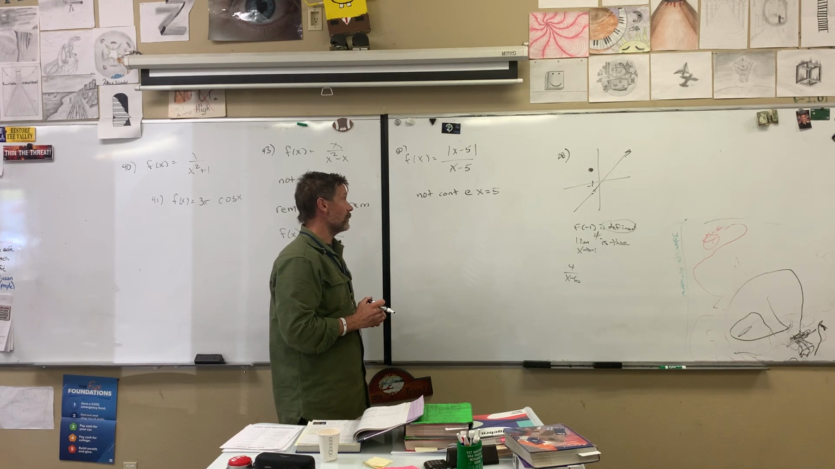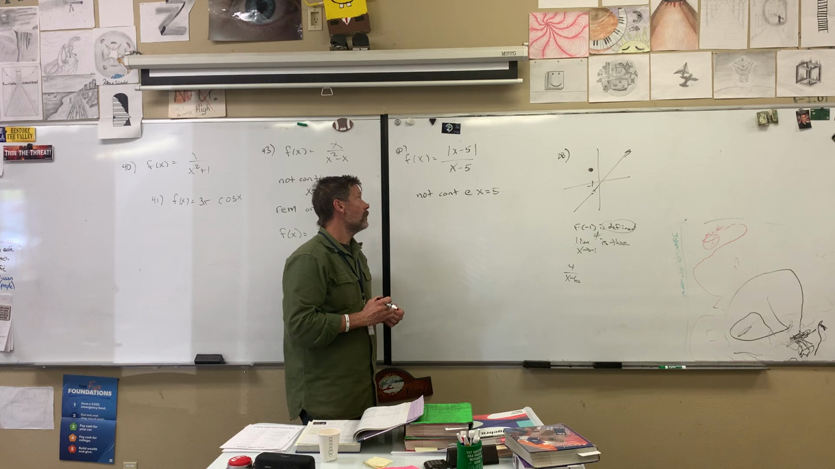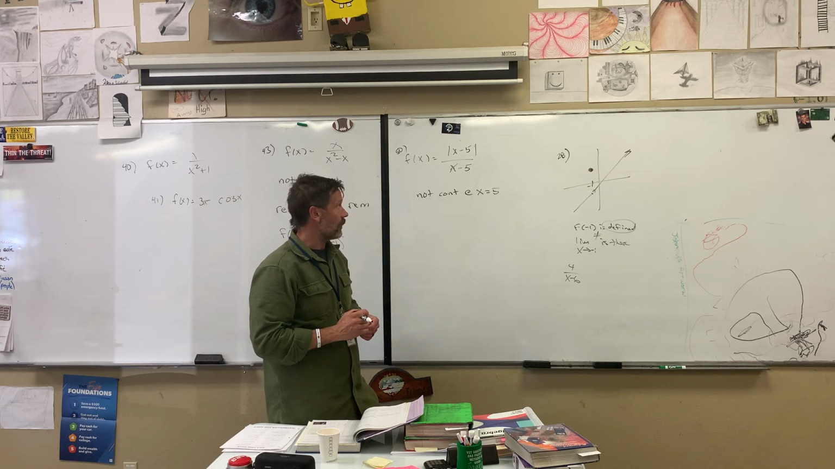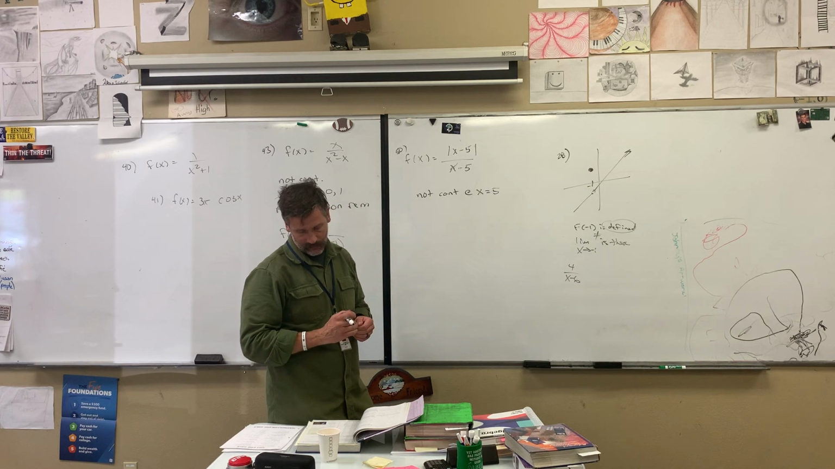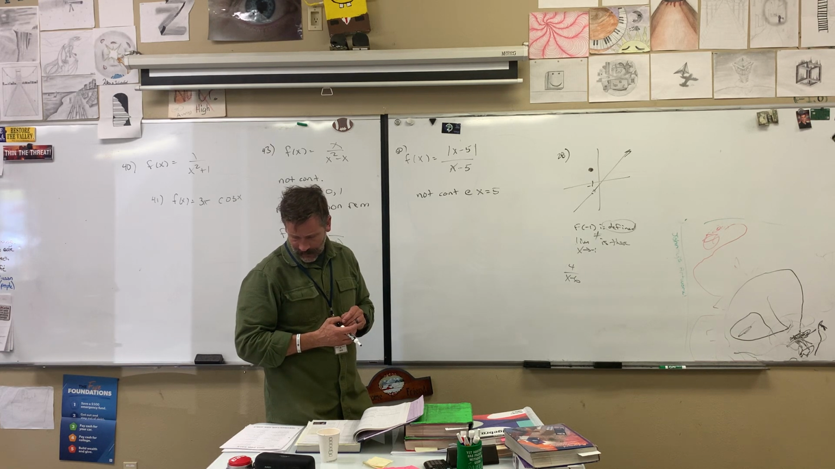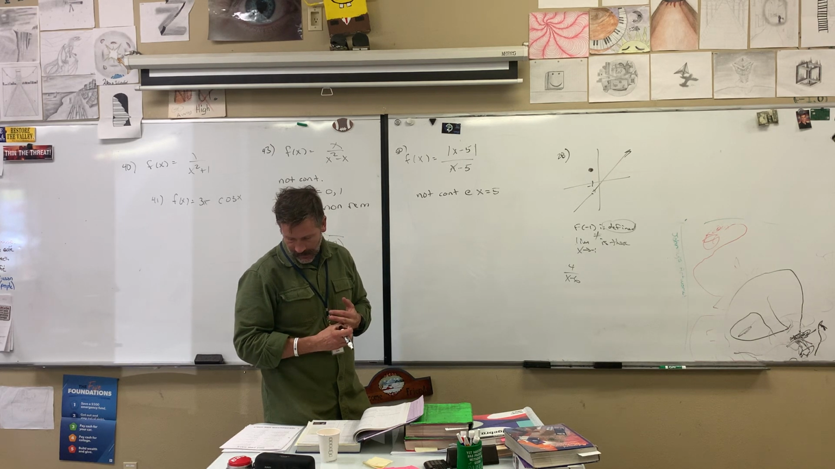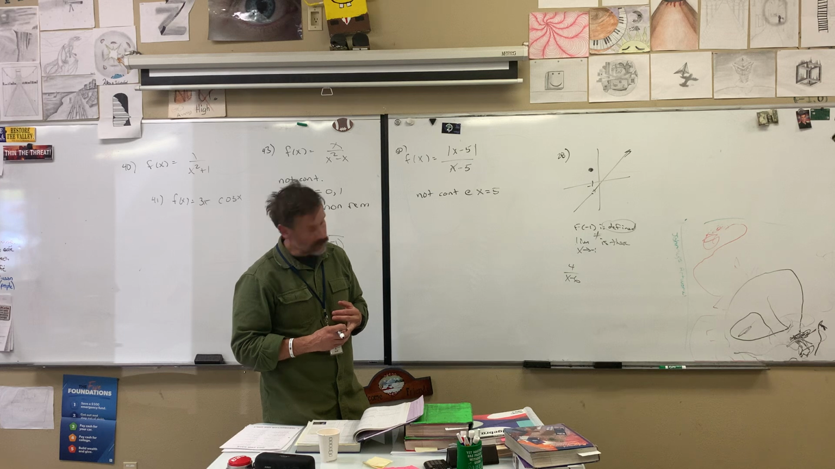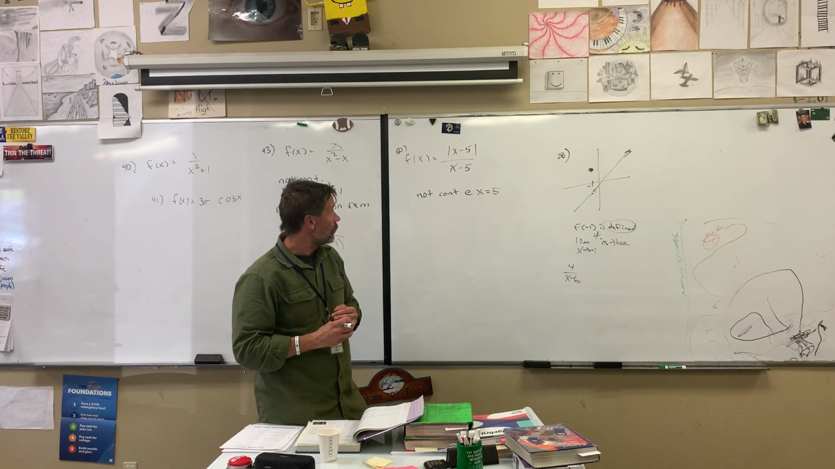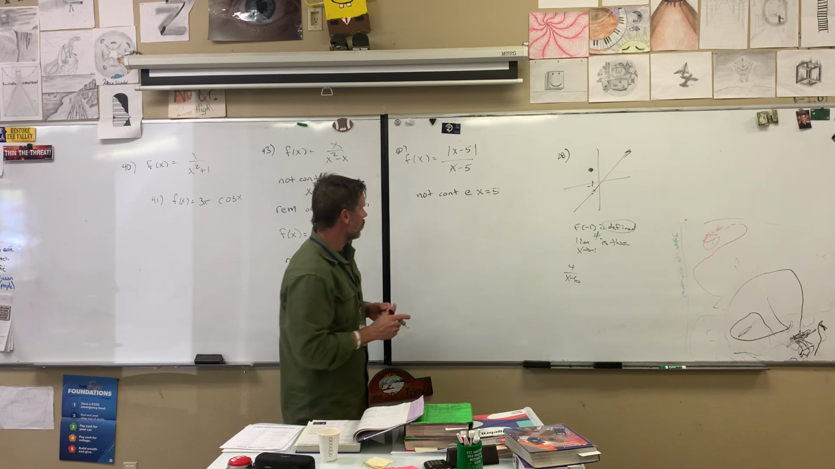With this one, it's going to be non-removable. It's not removable at x equals 5 because they're not the same thing. You can't factor them and cancel them. Another thing you can look at is, is there a limit at x equals 5?